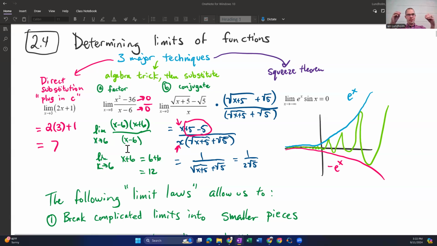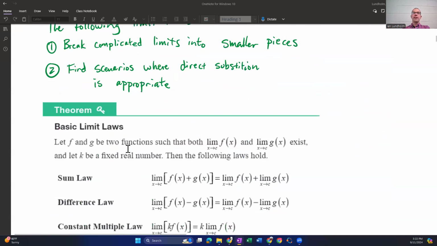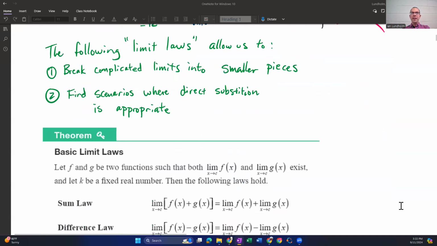Before we come back to those, though, I'm going to introduce what are called limit laws. These limit laws are things that are going to allow us to break up more complicated limits into smaller pieces and find scenarios where direct substitution is appropriate.